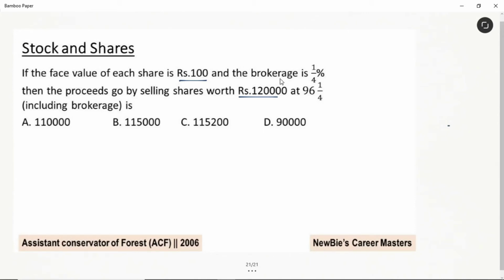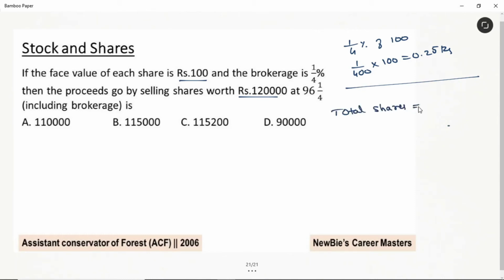Now see, for 100 rupees, how much is the brokerage? 1/4% means 1/4% of 100 rupees, 1/400 into 100, that is 0.25 rupees. Correct. For each share, he has to give 0.25 rupees for brokerage. Now we'll find total shares. Total shares are 1,20,000 divided by 100, correct? So 1,200 shares are there.